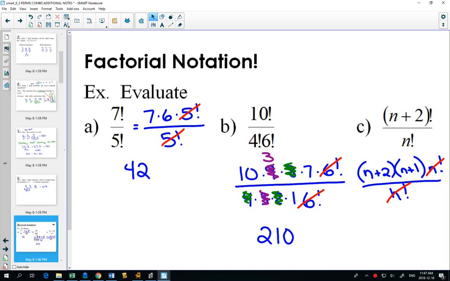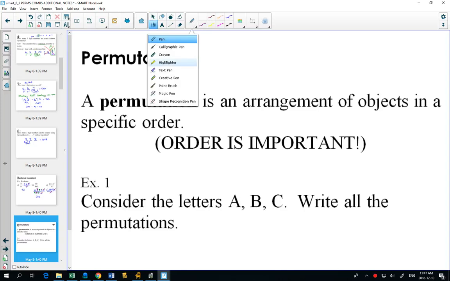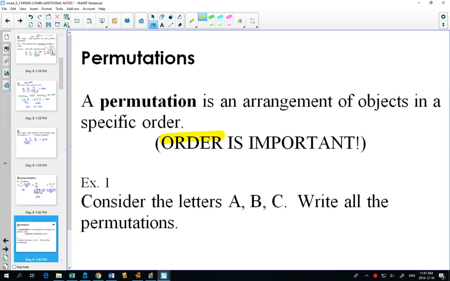So again, this is something that we've seen already working with factorial notation, which leads us into permutations, which is arranging objects in a specific order. And this is going to be a key word moving forward, because the second part of this unit is combinations, where the order doesn't matter. So we start off with permutations, where the order matters.